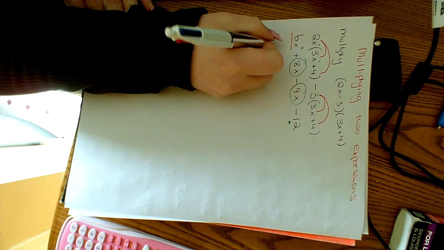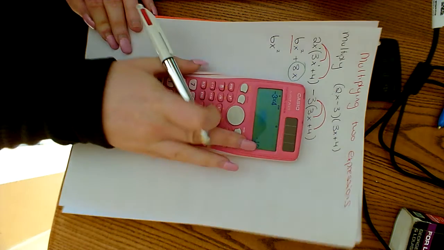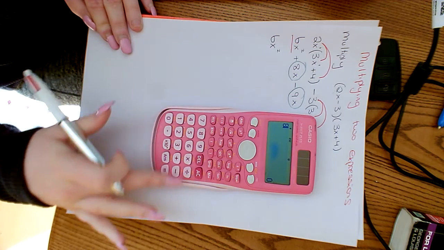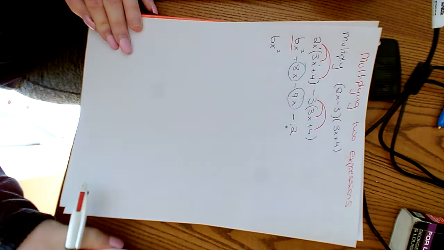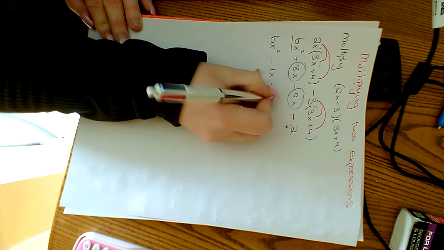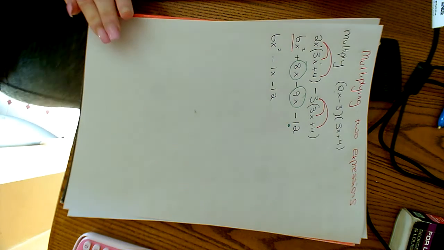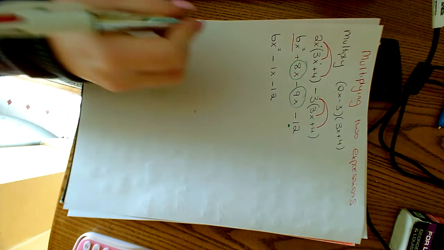So I just bring down 6x squared. Then I might have to put into my calculator, what is 8 take away 9? And I get minus 1. So my answer is minus 1x minus 12. And that's it, fully completed. Okay, so I'm going to do another example here.